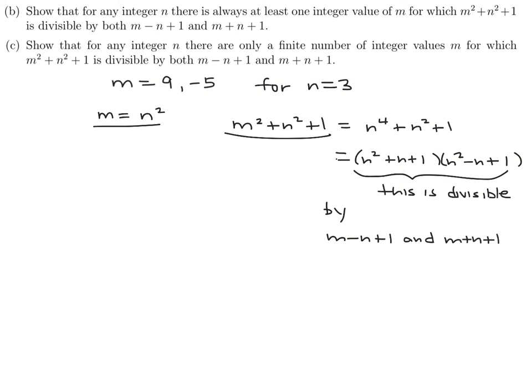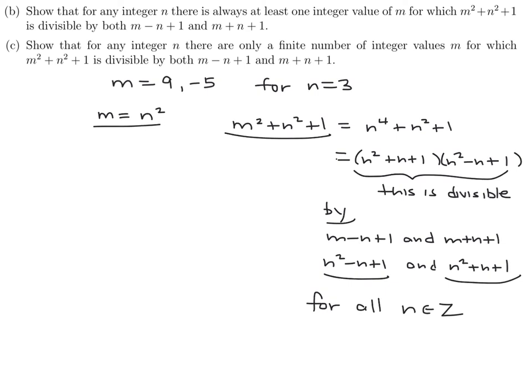Well, m is equal to n squared, so make that substitution. So this is n squared minus n plus 1 and n squared plus n plus 1. Well, it's true. n squared plus n plus 1 is divisible by this guy, obviously, since they're the same. And then this part of it, n squared minus n plus 1, is divisible by this, since they're the same value. So just by making that one substitution, you're able to easily prove that this original equation is divisible by both that and that for all integers n.